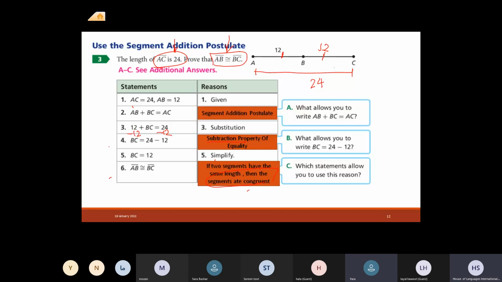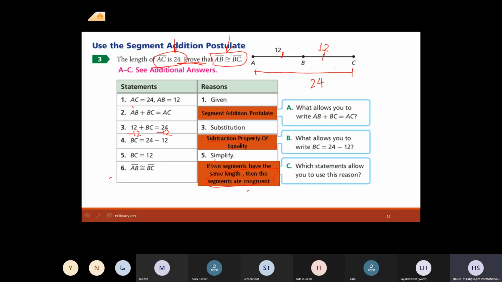Even teacher, if we add 12 plus 12 it will give us 24. Yes, but here you have to show me how. Okay, I will not ask you to solve. I want you to show me. Prove. Prove means you need to show me how. You need to write tables with 2 columns in order to write.